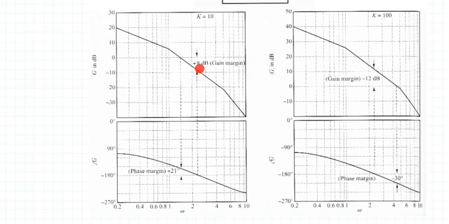How do you calculate the phase margin? To find the phase margin, first you project your gain crossover frequency. So this is your gain crossover frequency point. Project it. Where is it meeting the phase plot? It is meeting the phase plot at this particular point. Identify the phase of it.